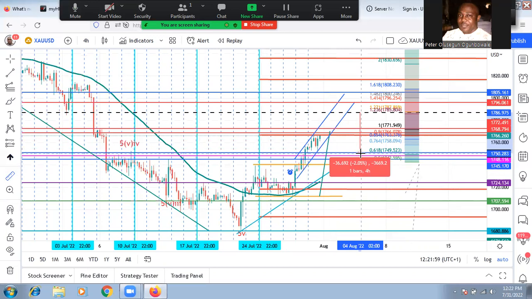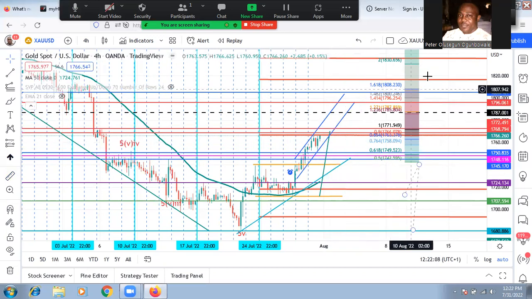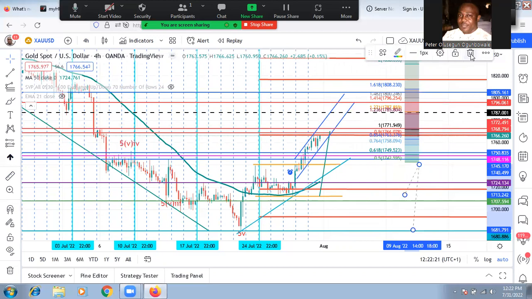That's about $36 against you. 36 and $40 against you, depending on your account size. So it's not a good way of trading. Throwing your account in negative is not good, but of course this is going to fall very soon.